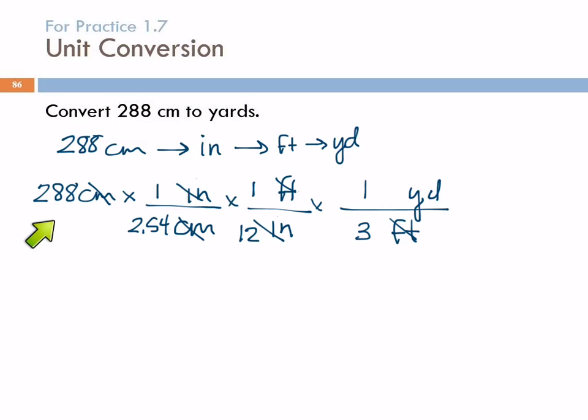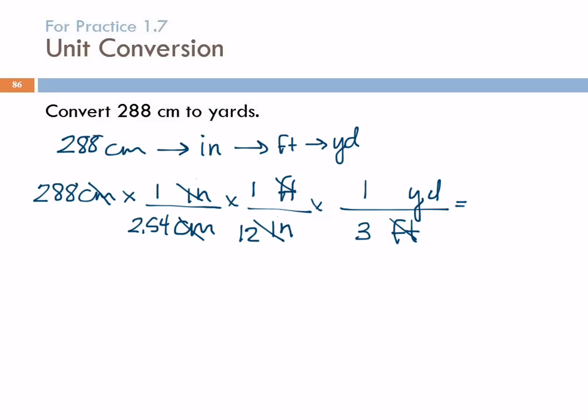To do this on your calculator, I recommend that you just start at the left side and go across. 288 times the top, divide by the bottom, times the top, divide by the bottom. Of course, multiplying and dividing by 1 doesn't change anything, but some students feel more comfortable putting it in there. They're like, no, I just need to follow the pattern. That's fine if you do that. Personally, I don't enjoy multiplying by 1. So I'm going to do 288 divided by 2.54 divided by 12 divided by 3 equals.